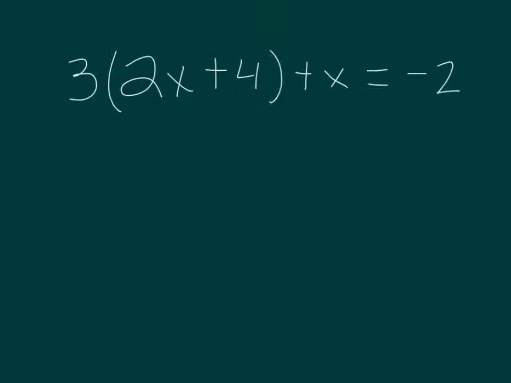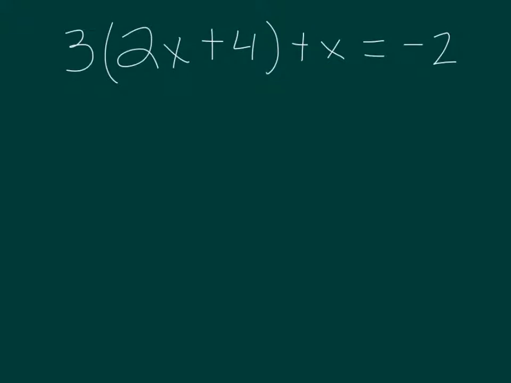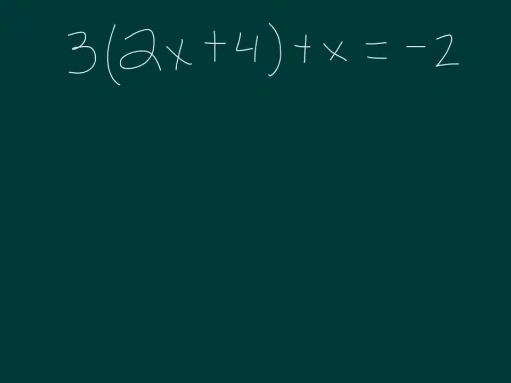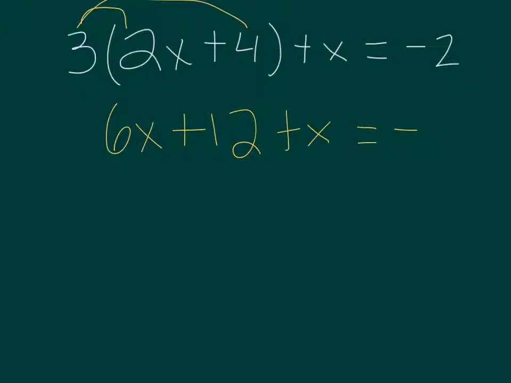Next example. We have 3 times the quantity 2x plus 4, plus x, equals negative 2. I should see that the first thing that I want to do is look in my parentheses. Are there any like terms that I can combine in my parentheses? No, there are not, so I want to go ahead and distribute. 3 times 2x gives me 6x. 3 times 4 is 12. A lot of people forget to distribute to this second number. Never forget to distribute to that second number. And last we have this plus x, and that equals negative 2.